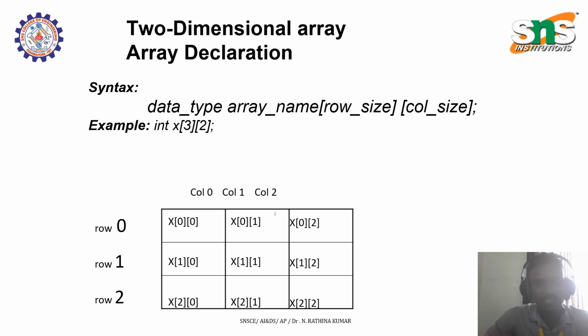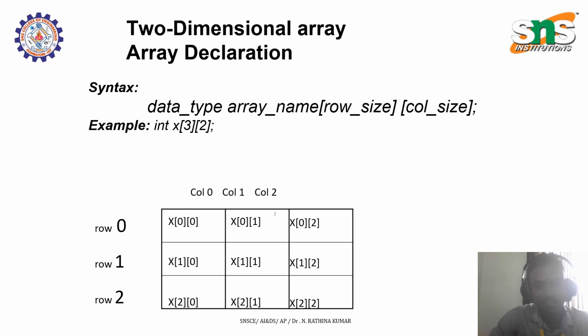int x[3][2], which means that int is the data type, x is the name of the array, 3 mentions the size of the row, and 2 mentions the column. So here the array has 3 rows and 3 columns. The diagram shown here is 3 rows and 3 columns, but in the example they have mentioned 3 rows and 2 columns, but actually you have to assume 3 rows and 3 columns.